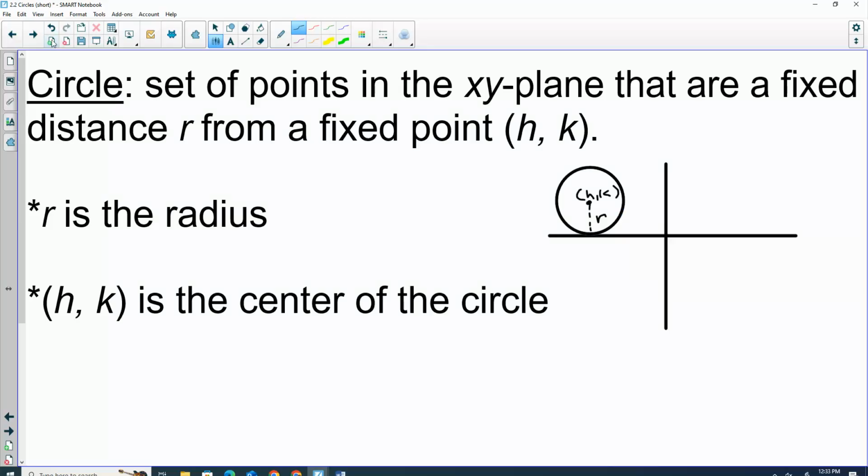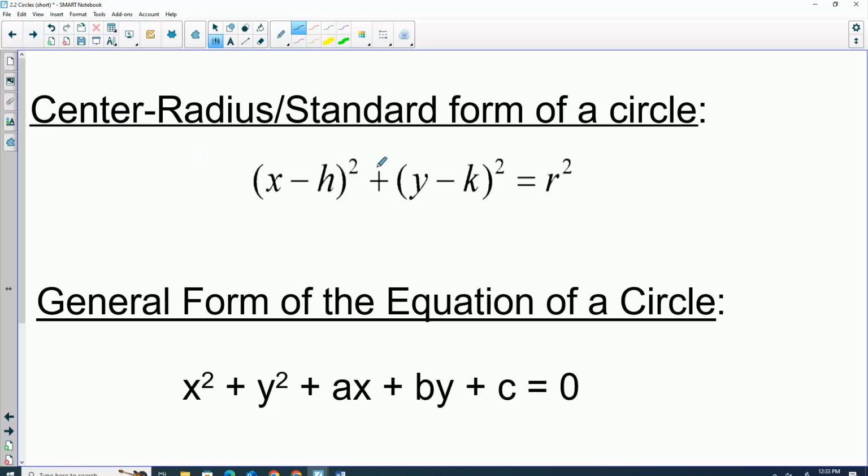The formula might be written two different ways. The first one is known as center radius form. That's also called standard form. And it's (x minus h) squared plus (y minus k) squared equals r squared. Remember, HK is the center, r is the radius.